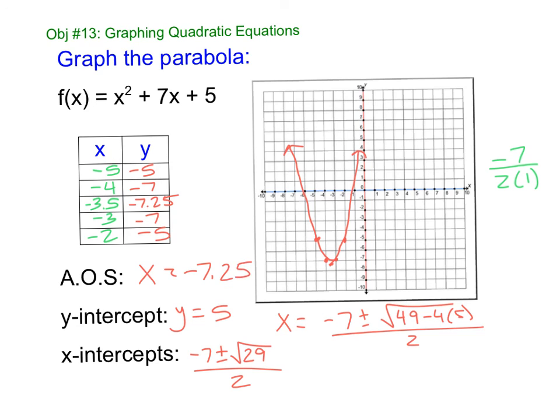All right. So it's just the same stuff over and over again. Make your table. Axis of symmetry is where your vertex is. Y-intercept is your c value. X-intercept is when you solve, cross the x-axis, etc.